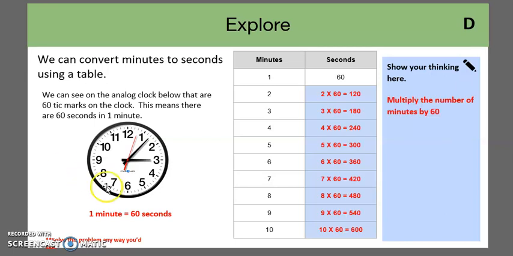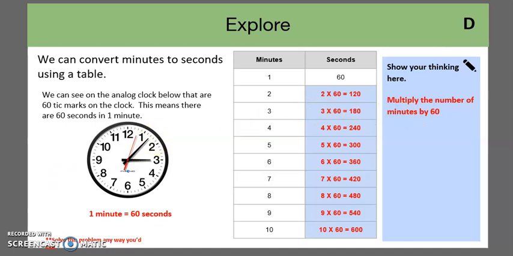Okay, so we know that 1 minute equals 60 seconds. So what we can do is multiply the number of minutes by the number of seconds to get the total number of seconds. So for example, if we're looking at 4 minutes, we can multiply 4 by 60 and we get 240 seconds. So 240 seconds equals 4 minutes. And again, we're just multiplying the number of minutes by 60.